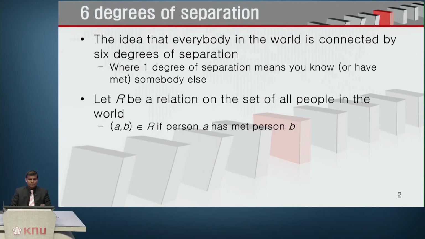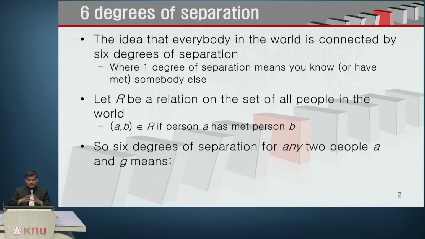For example, let R be the relation on the set of all people in the world, and (A, B), two persons, has the relation R if person A has met B. The same way it goes on: B has met C, and C has met D, and D has met E. Finally you have A has met G.